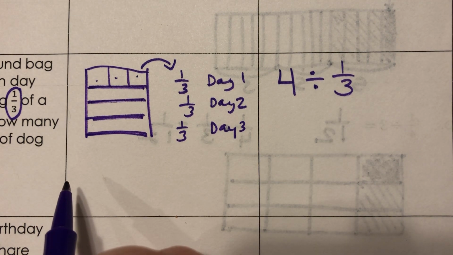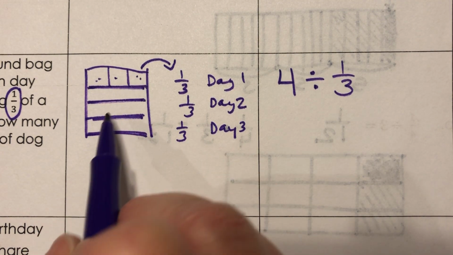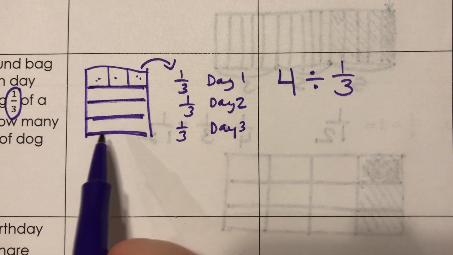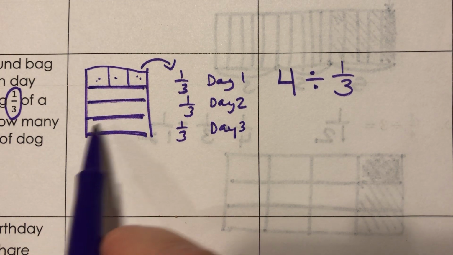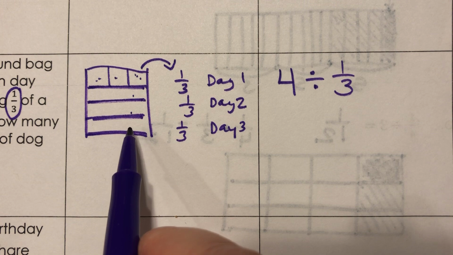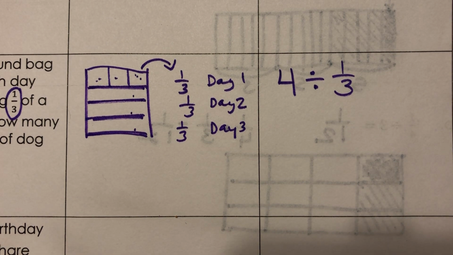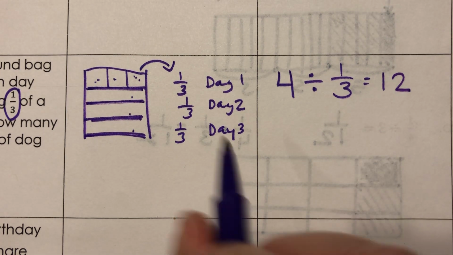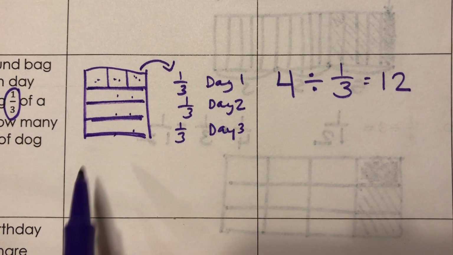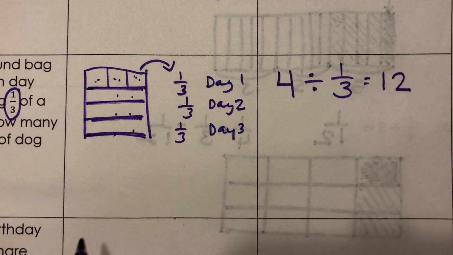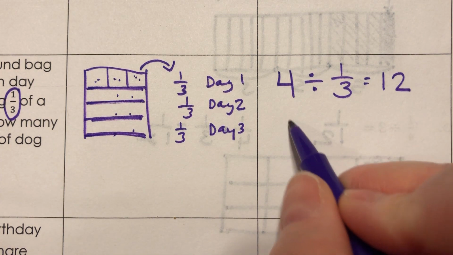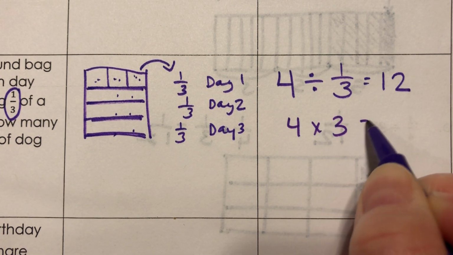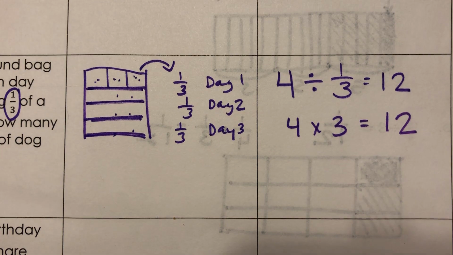3, right? So if there's 3 in 1 pound, then there'd be 3 in another, and 3 in another, and 3 in another. 3, 6, 9, 12. So that means this is going to last for 12 days. Didn't we just do 3, 6, 9, 12? Didn't we just do 3 4 times? So 4 divided by 1/3 is the same as 4 times 3, which is 12.